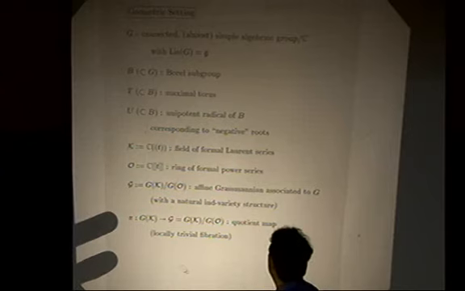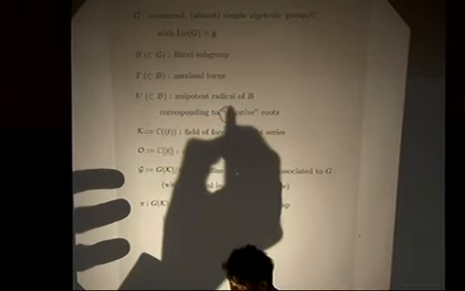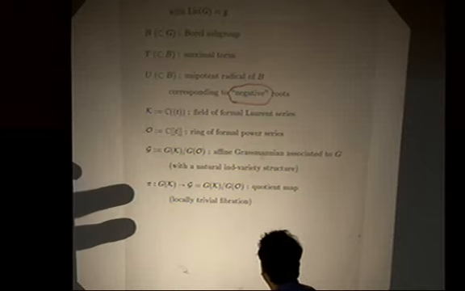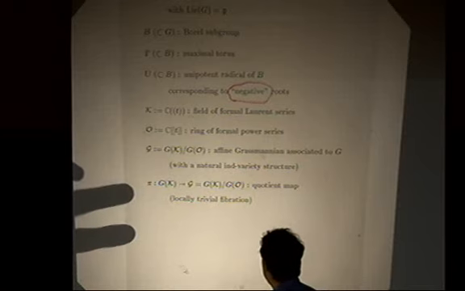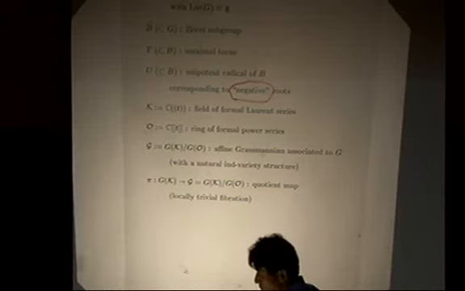So this is the combinatorial part, and the following is the geometric part. We first recall some geometric setting. Let G be a connected, almost simple algebraic group over the complex numbers with Lie algebra g. And let B be a Borel subgroup, T a maximal torus, and U the unipotent radical of B. But it corresponds to negative roots. This is our convention. And let K be the field of formal Laurent series, O the ring of formal power series, and Gr the affine Grassmannian associated to G with a natural ind-variety structure. And let pi denote the quotient map from G(K) onto the affine Grassmannian.